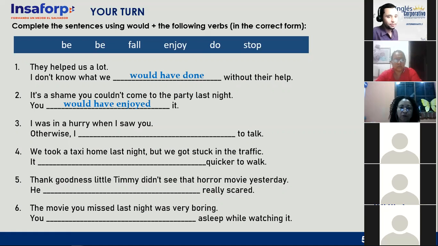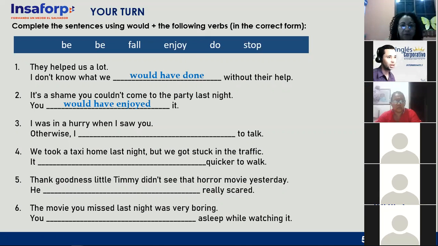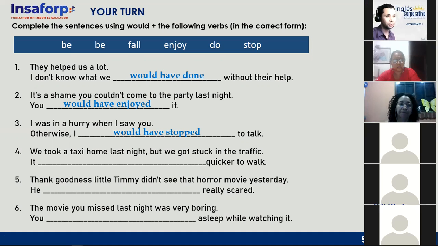What about number three? I was in a hurry when I saw you. Otherwise, de otra forma, si no hubiera andado todo apurado, otherwise I would have stopped to talk. That is correct. I was in a hurry when I saw you. Otherwise, I would have stopped to talk. Iba muy apurado cuando te vi. De no haber sido así, me habría detenido para hablar. Good. Very good. Thank you.